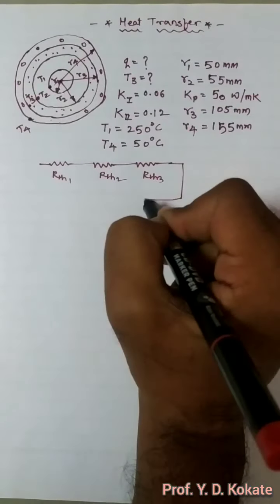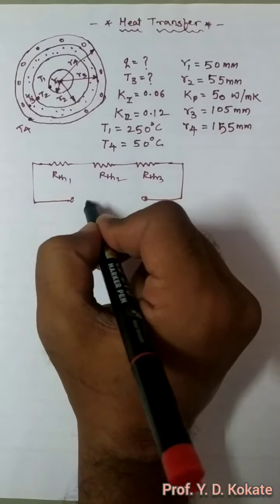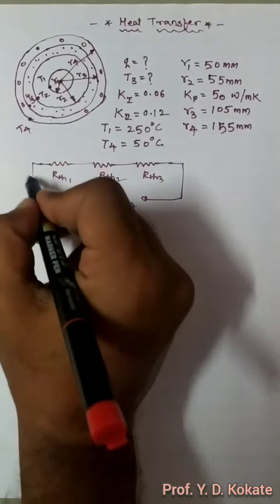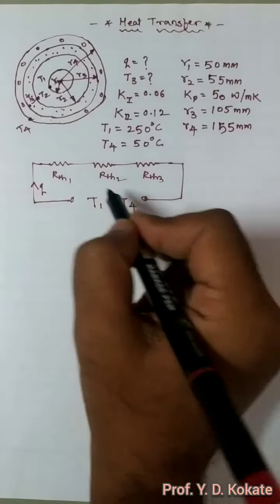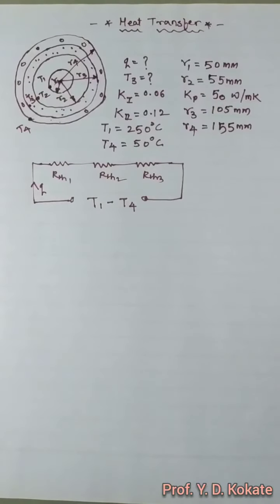So how many resistances are there? There are 3 resistances from T1 to T4. So T1 minus T4 is a potential difference due to that Q amount of heat flowing through these 3 resistances. Now we find them out one by one.